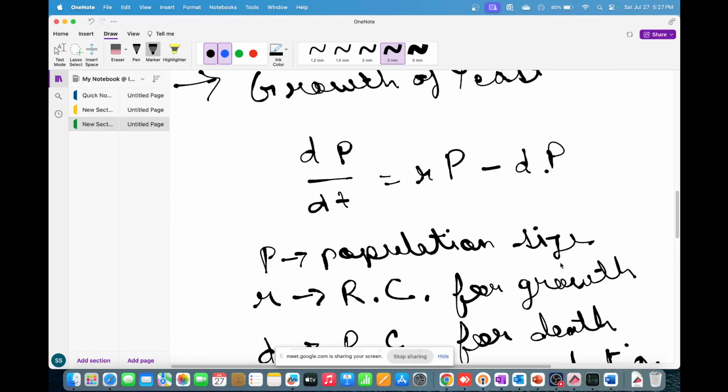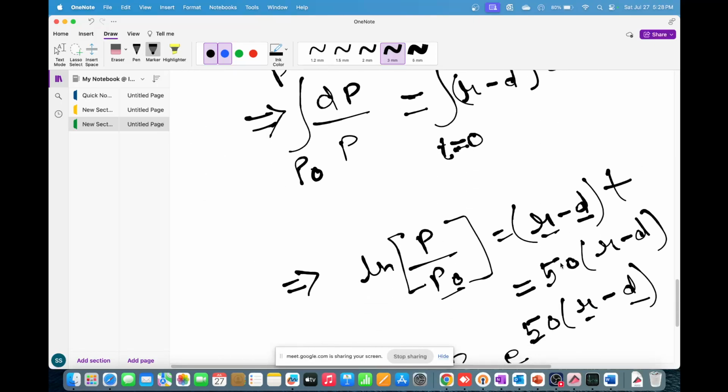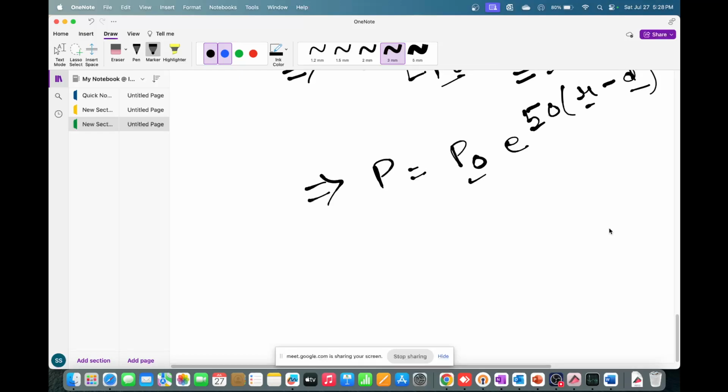You have been given the equation. You just separated out the variables. You did an integration using the values that you were given for p naught, which is the initial population at t equal to 0. You know the initial conditions, so you put in the values and you get the equation. After that, if you want to find the population at a particular time with a certain rate constant for growth and decay, and you have the initial population size, you can easily find out what the population p will be at t equal to 50. So yeah, this was also a fairly simple one.